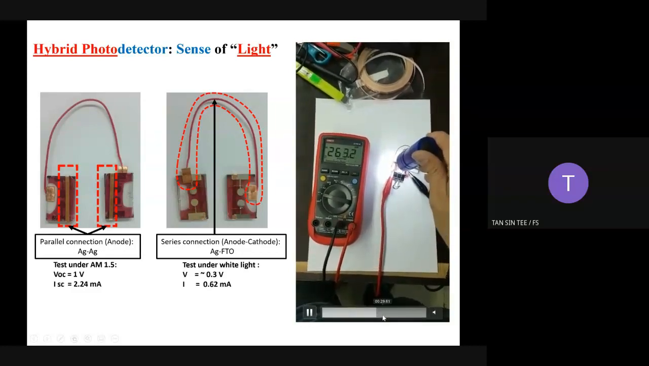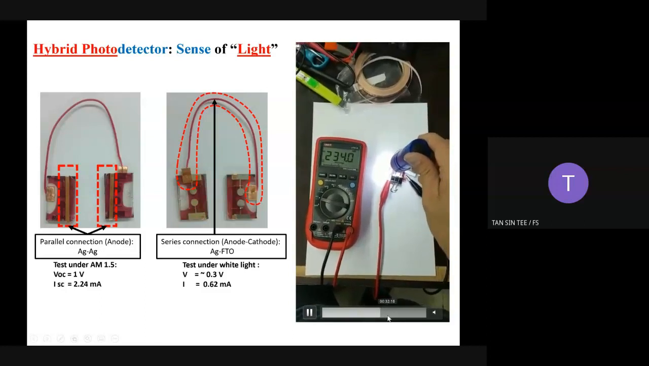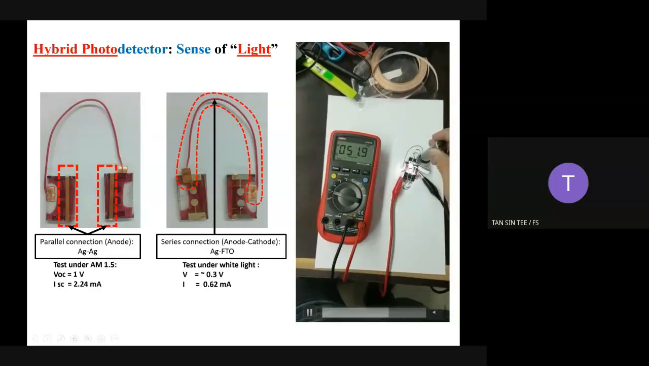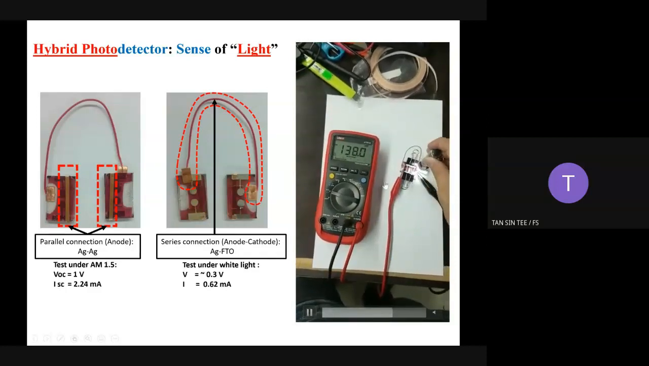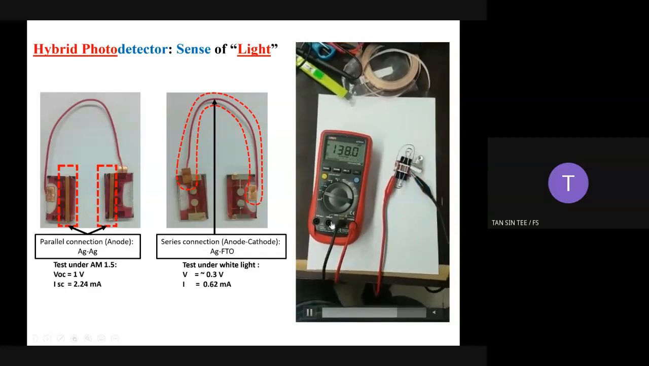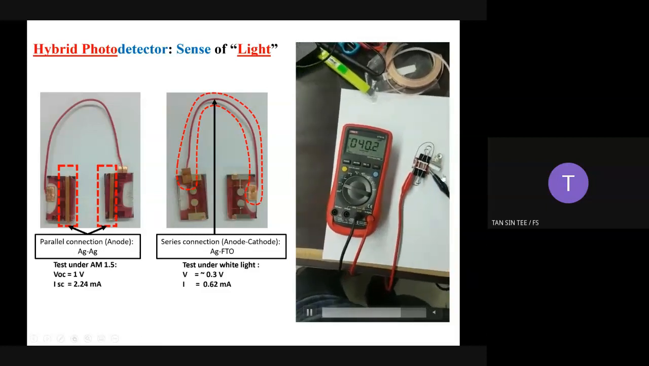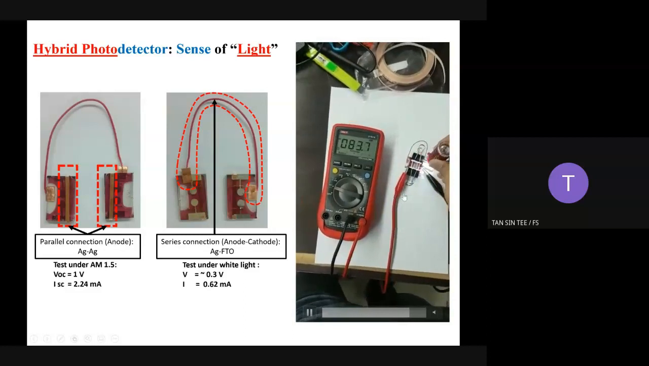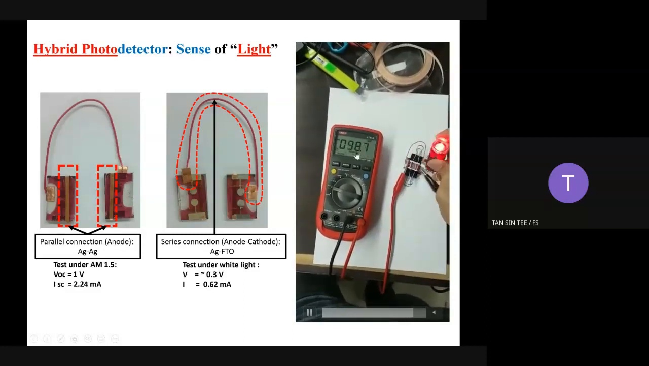After that, let me accelerate the video. We are trying to lower the power again, so you will see the value is changing again. And then we change to the red light, the light with the lower power, so you can see the value is decreasing.